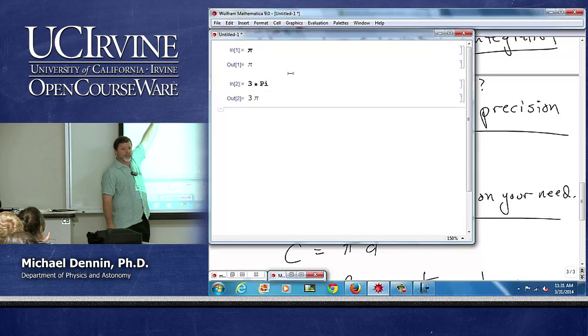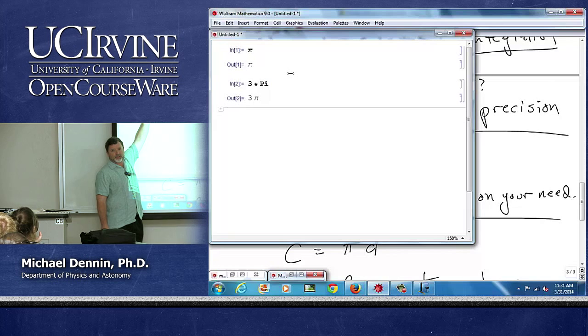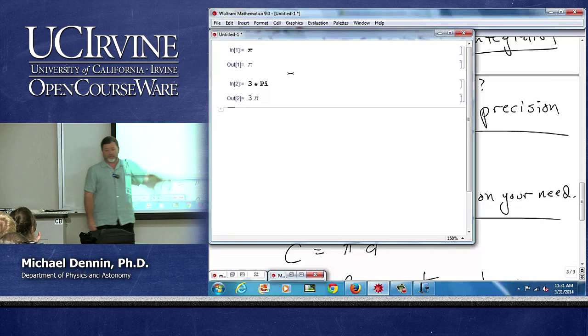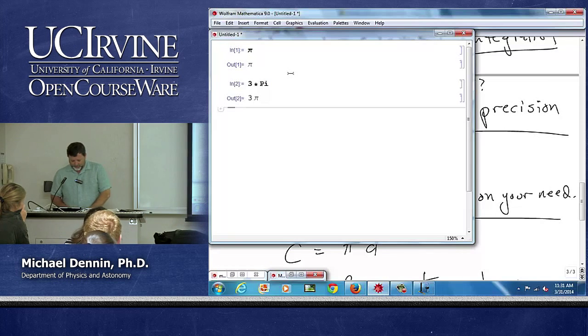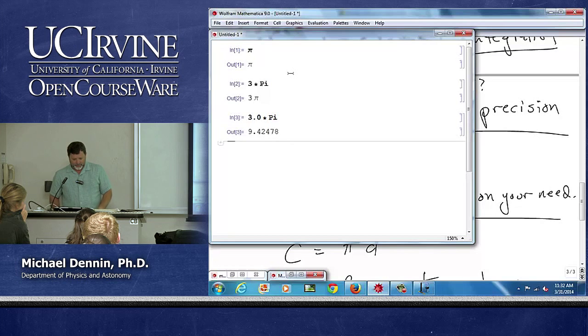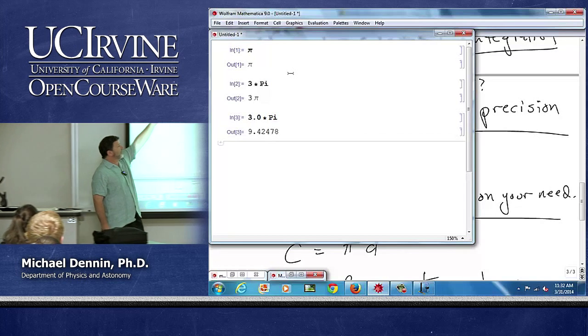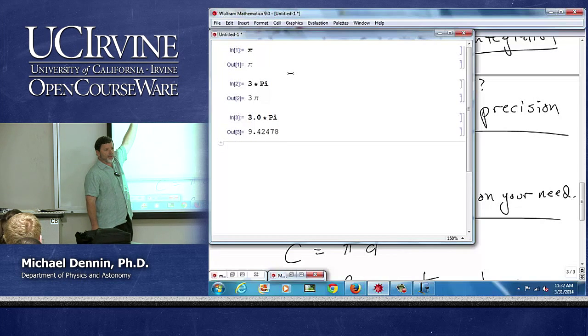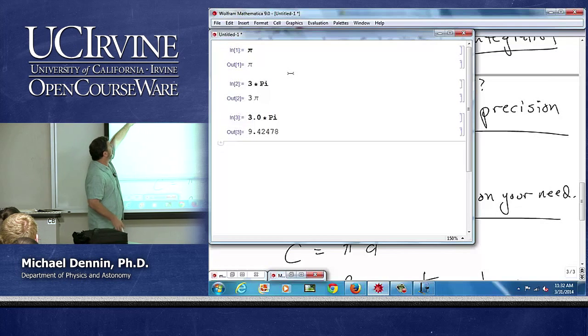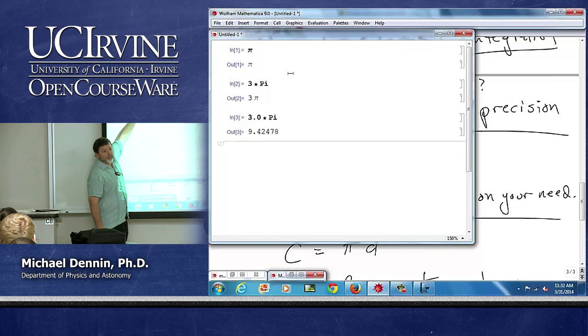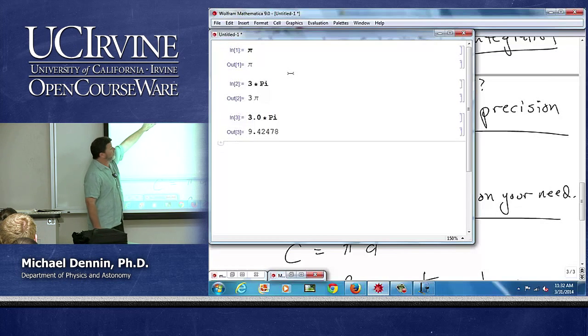Mathematica wants to work in exact numbers. 3 is an integer, it's an exact number. Pi is an exact number. However, if I do 3.0 times pi, 3.0 is not an exact number as far as Mathematica is concerned. I've used decimals, so I'm telling it I'm now doing numerical approximations. I could have also just done 3 point; I don't need the 0 there. And now it's going to give me a numerical representation.